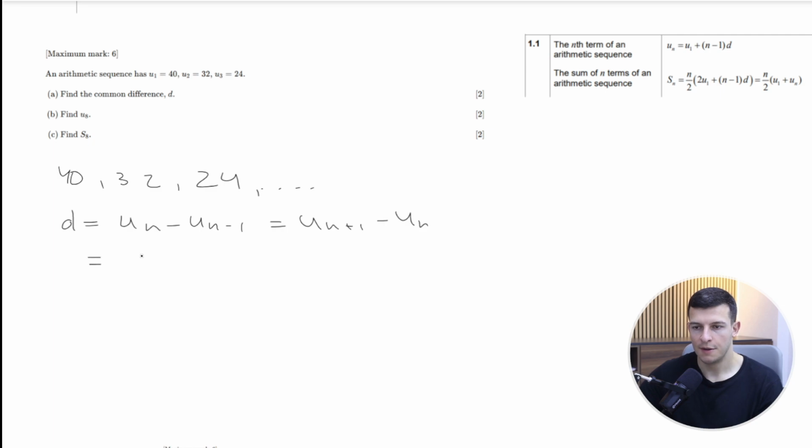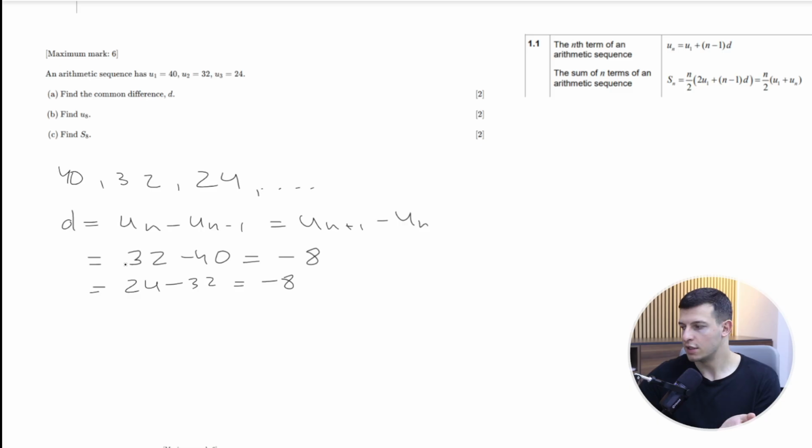So in this case, let's say 32 minus 40, which is going to be negative 8. You could also find that out from 24 minus 32, which is also going to be negative 8. If it is a sequence, obviously the difference shouldn't change because we are following some sort of pattern. So the difference here is going to be negative 8.